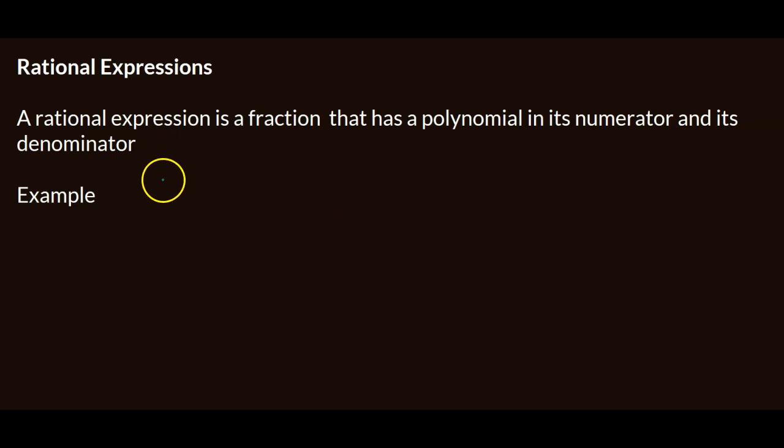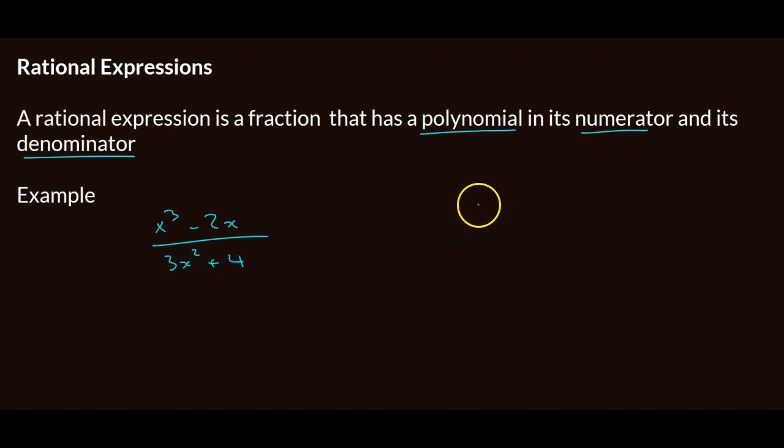So what are rational expressions? It's a fraction that has a polynomial in its numerator and also the denominator. Let's look at one or two examples. We have x cubed minus 2x divided by 3x squared plus 4. That's one example. Another example could be 2x plus 3 divided by 3x to the 5th power. So these are examples of rational expressions.